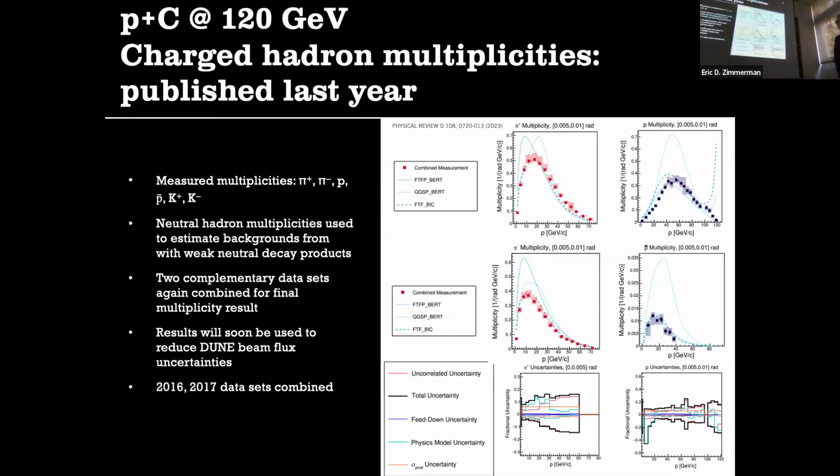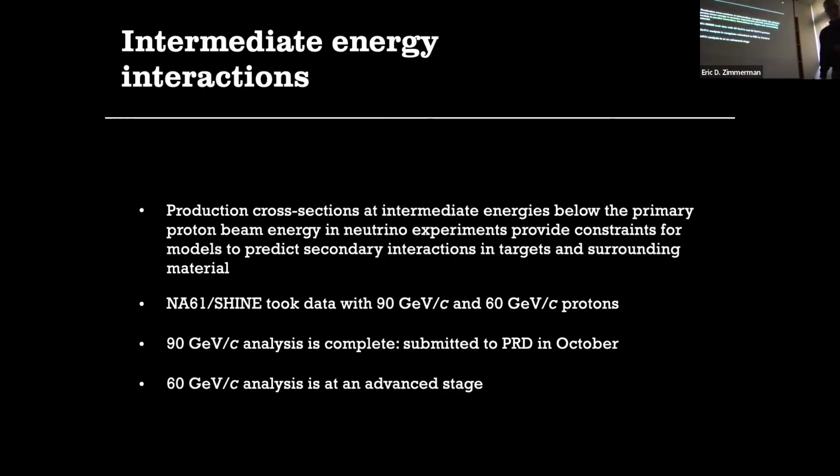The charged particles, we have somewhat better results because, of course, we have much higher statistics on the charged particles. This is the 5 to 10 milliradian bin here. These are pi plus, proton, pi minus, anti-proton, pi plus, and proton spectra. Once again, with the 2016 and 2017 data sets combined here. So that's 120 GeV, the primary proton beam energy for the neutrino beams.